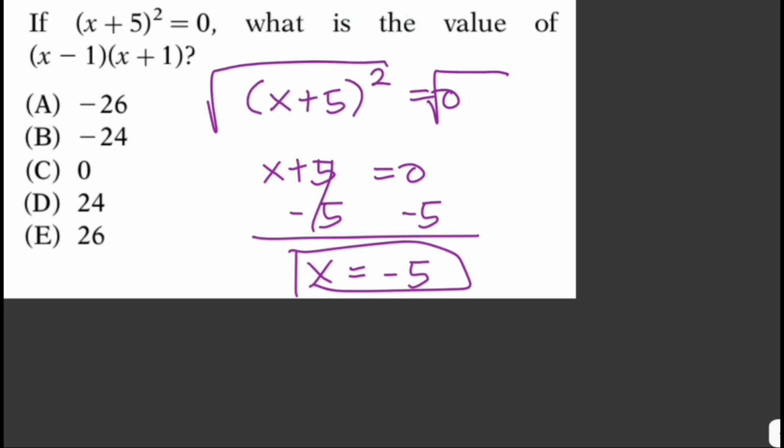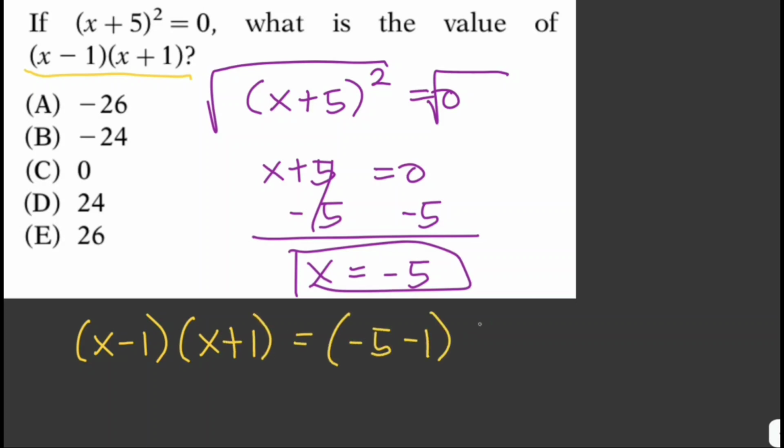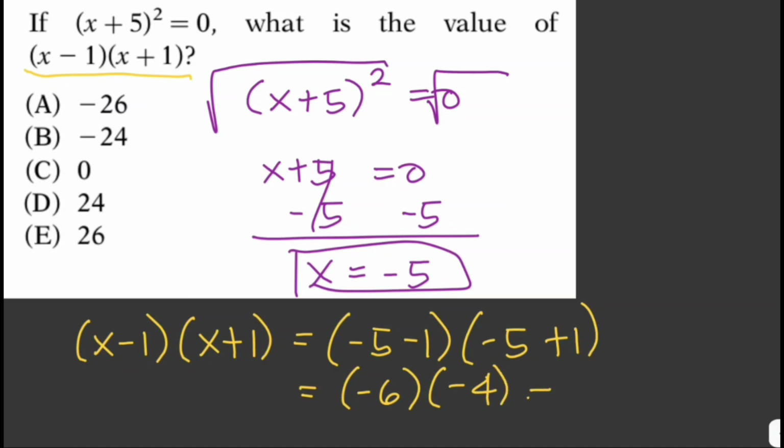And now we can substitute the value of x into this expression. So (x minus 1) times (x plus 1) equals (negative 5 minus 1) times (negative 5 plus 1). This is just negative 6 times negative 4, which is equal to 24. So our answer here is letter D.